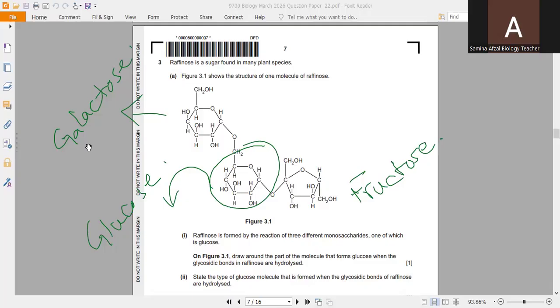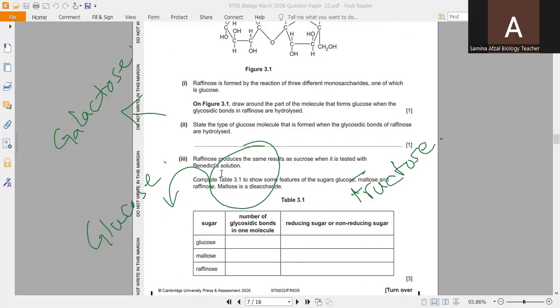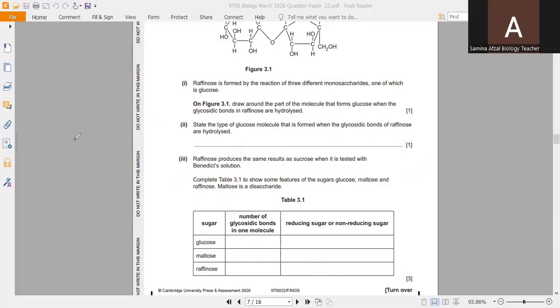Now, part 2 of this question is: state the type of glucose molecule that is formed when the glycosidic bonds of raffinose are hydrolyzed. So we have to write the type of glucose molecule which is formed, that is alpha glucose.